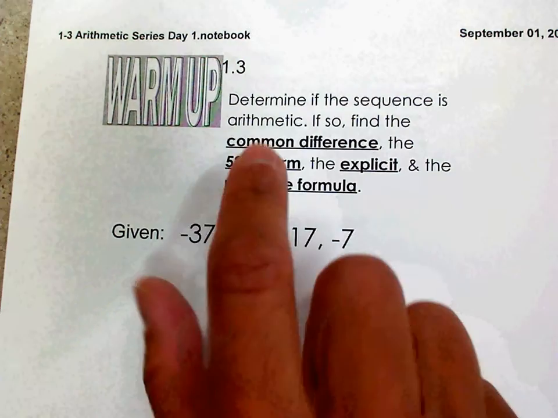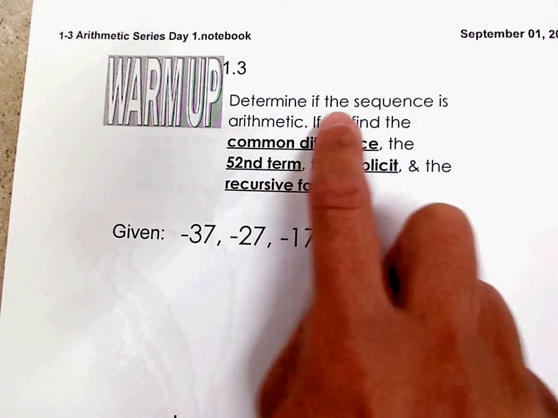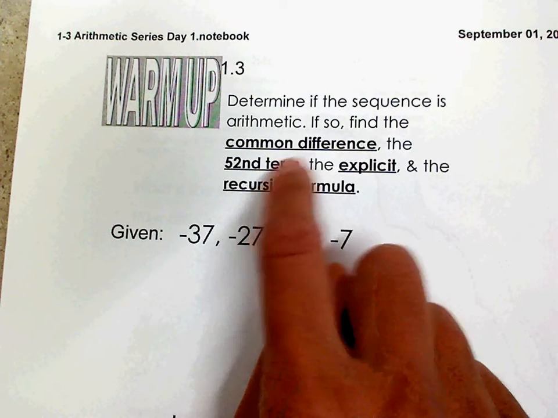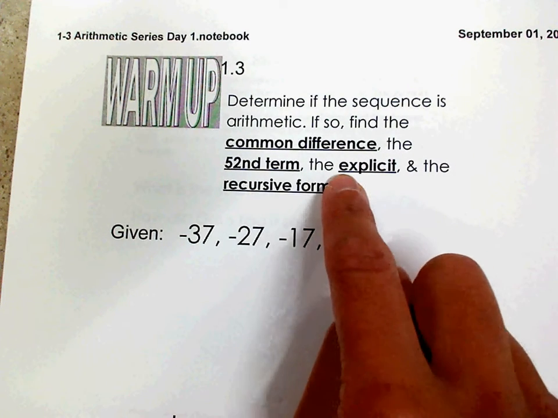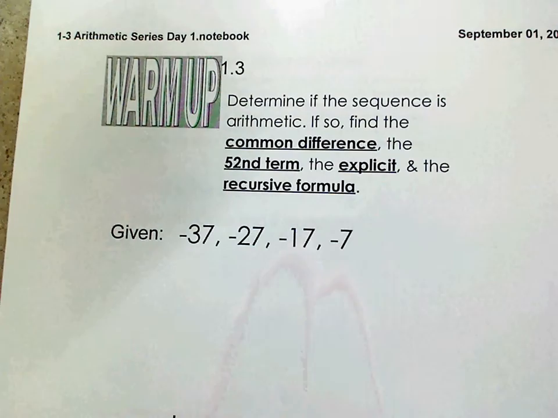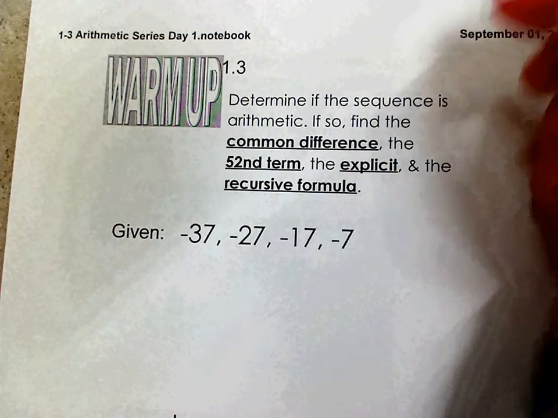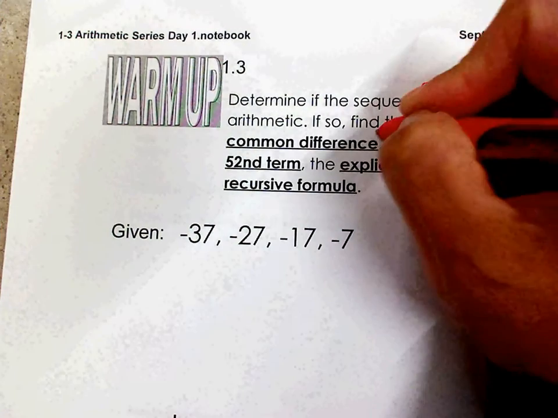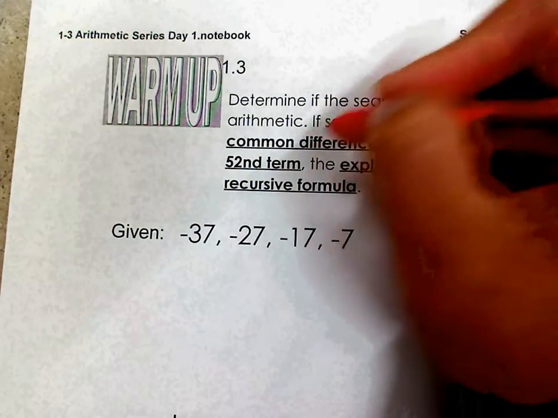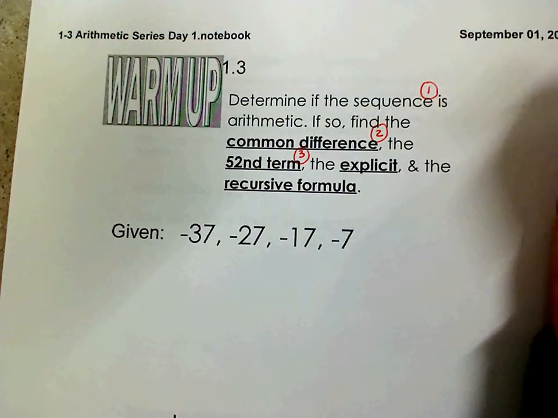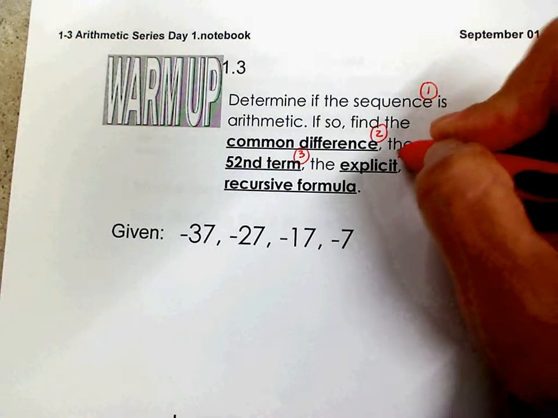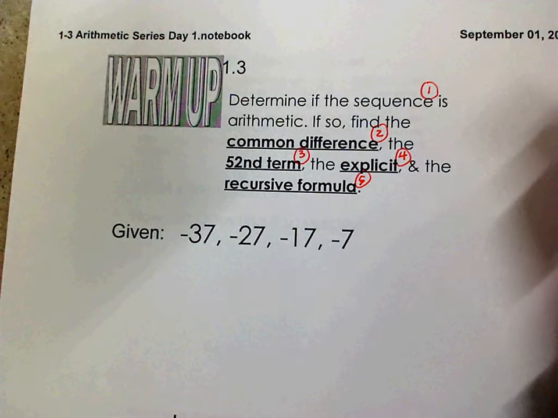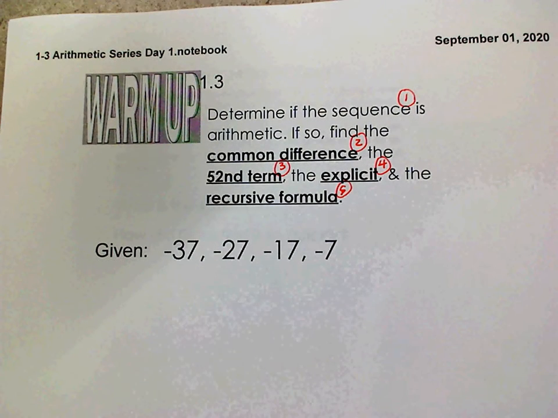The question says, determine if the sequence is arithmetic. If so, find the common difference, the 52nd term, the explicit formula, and the recursive formula. So there are a lot of things you need to do. Number 1, determine if it's arithmetic. Number 2, find the difference. Number 3, find the 52nd term. Number 4, write the explicit formula. And number 5, write the recursive formula. Let's take a look at this problem.